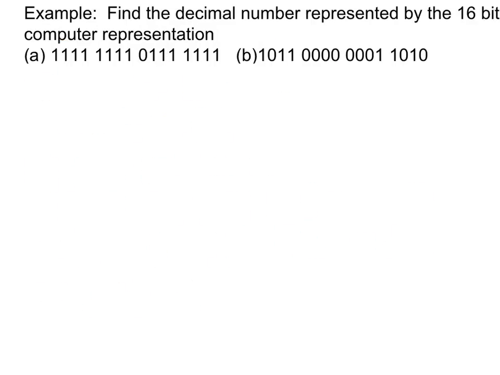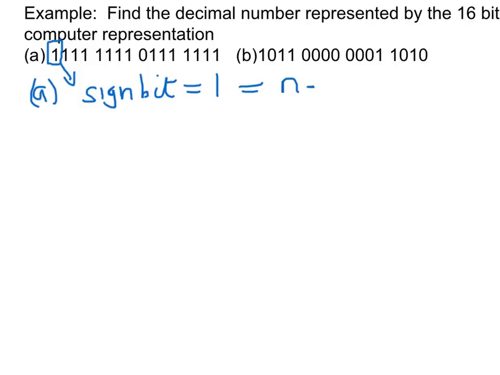Find the decimal number represented by the 16-bit computer representation A here and B here. So let's do A first. Again, the first thing you look at is the first bit. And in this case, you see that the first bit, which we call the sign bit, is actually equal to 1. And what that indicates, right, is that this number is a negative number.